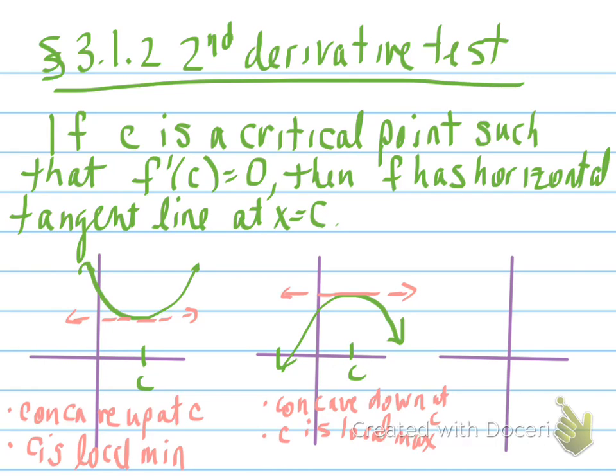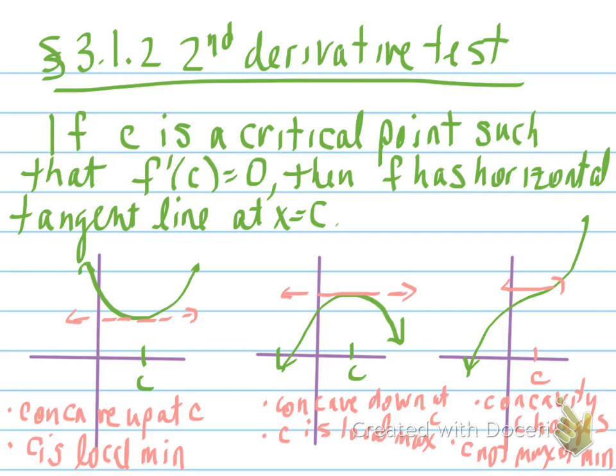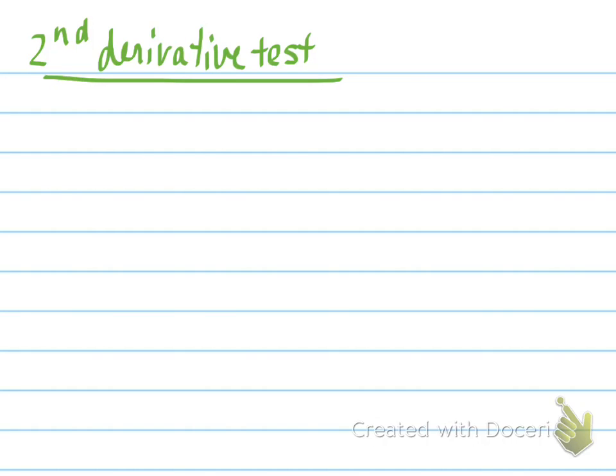And here's one final picture. This is some translated version of maybe x cubed. It has a horizontal tangent line at c, but notice that the concavity changes. So it goes from concave down to concave up as we move from left to right. And c is neither a max nor a min. So these pictures motivate the second derivative test. And that is the following.